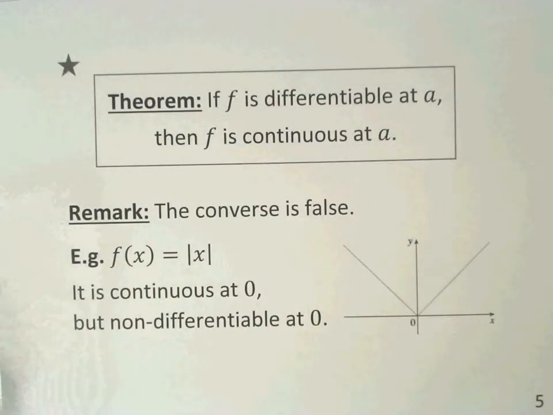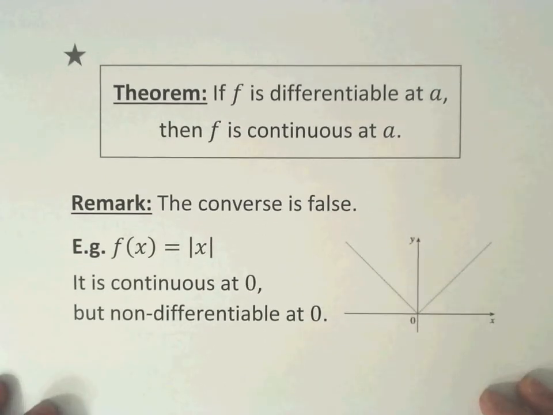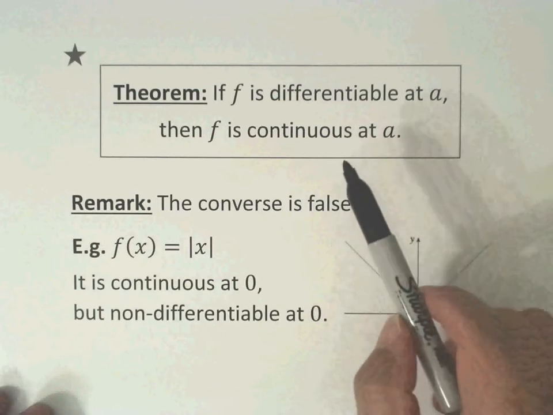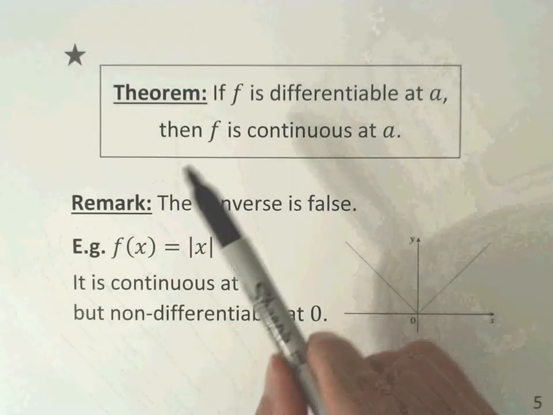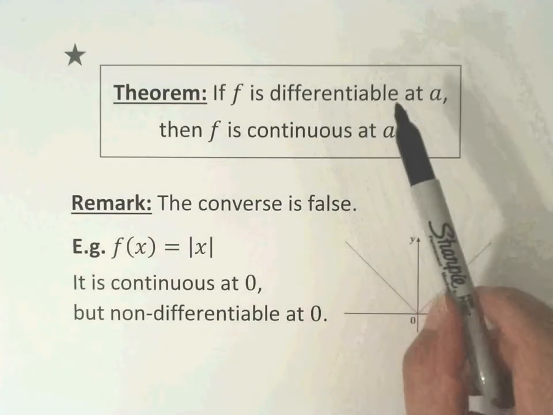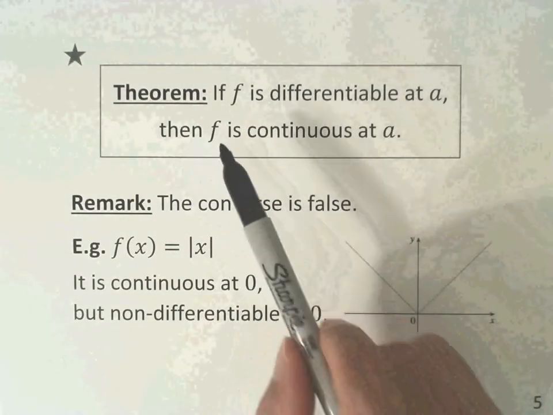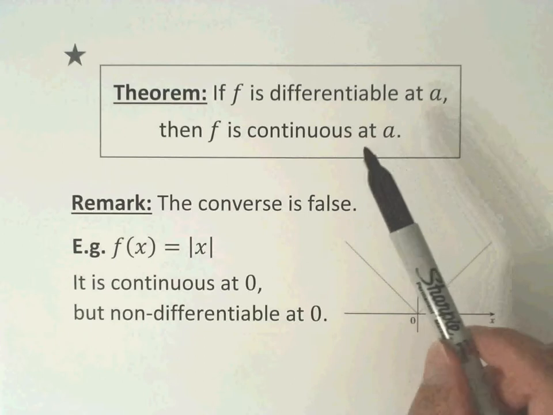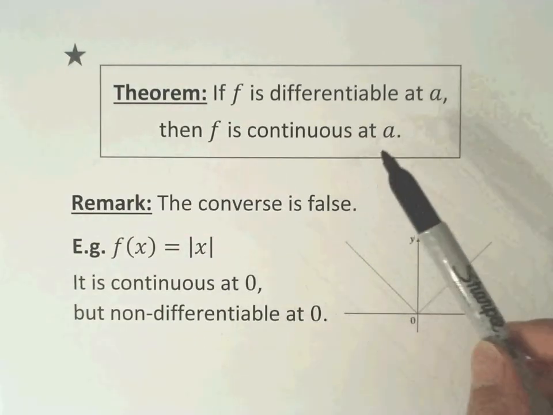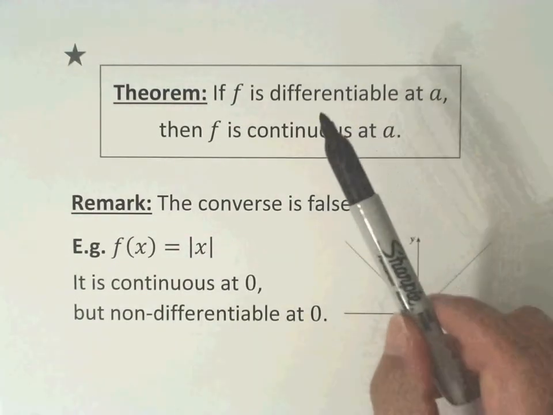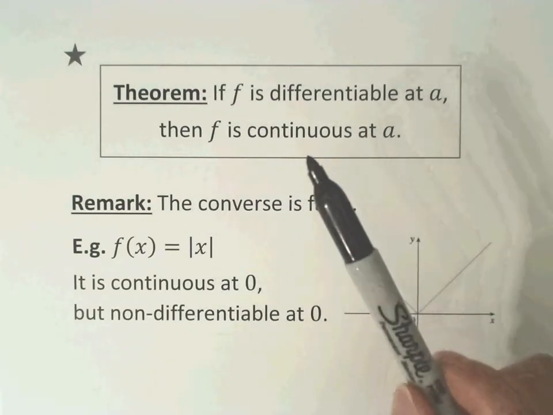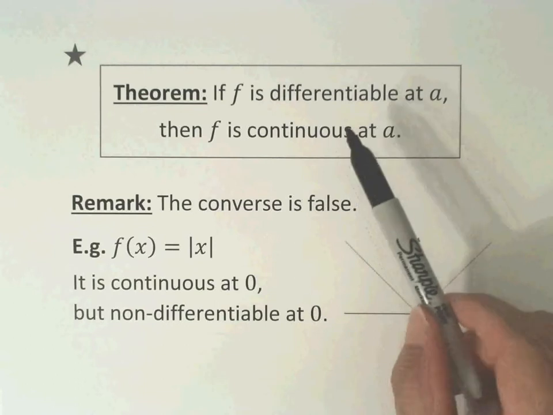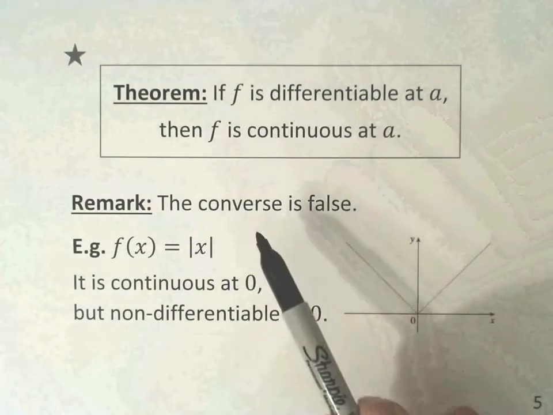Okay, so now we're going to explore the properties for differentiable functions. What does differentiable really mean? So here we have a result, a theorem. The theorem tells us this: if f is differentiable at a, then f is continuous at a. We are going to prove it, okay? Which means what? Differentiable is stronger than continuity. Okay, stronger than continuity. So how about the converse?